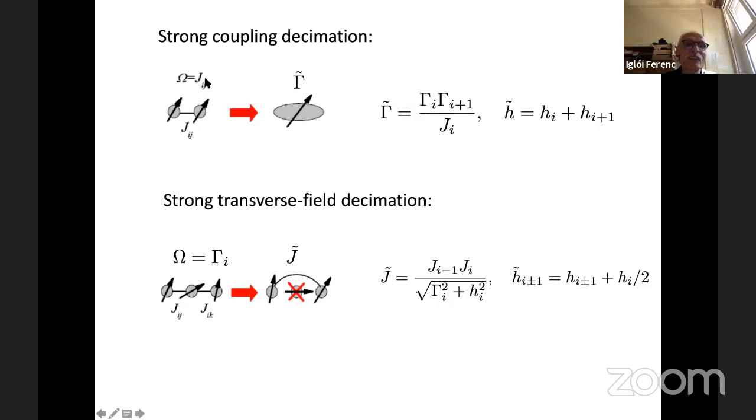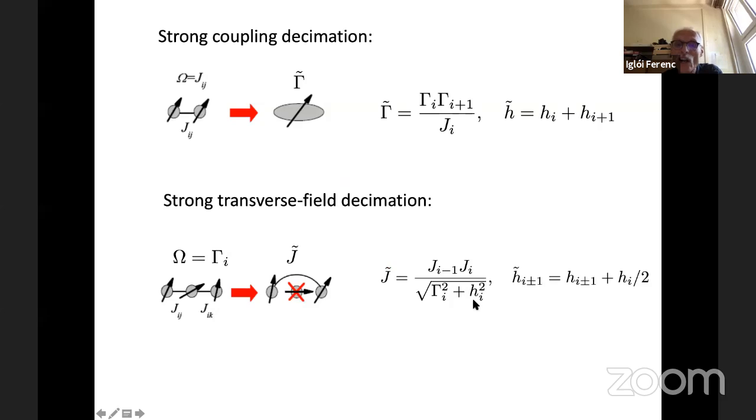Here is a short explanation. If we have a very strong coupling, then these two spins always move coherently. So we can define a spin cluster in terms of an effective transverse field, which can be calculated in a second order perturbation calculation, getting this result which is written here. And we will have the sum of the two longitudinal fields here. For a strong transverse field, the site is eliminated since it has no contribution to the susceptibility. A new coupling is generated between the two remaining sites.